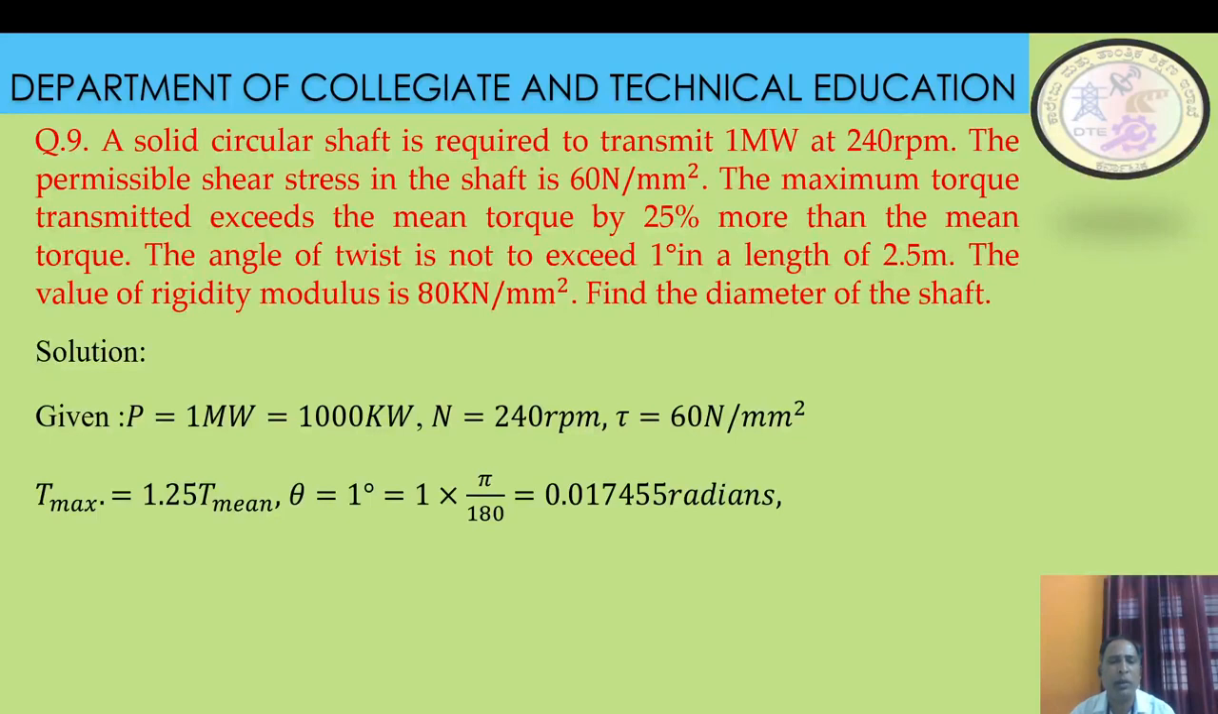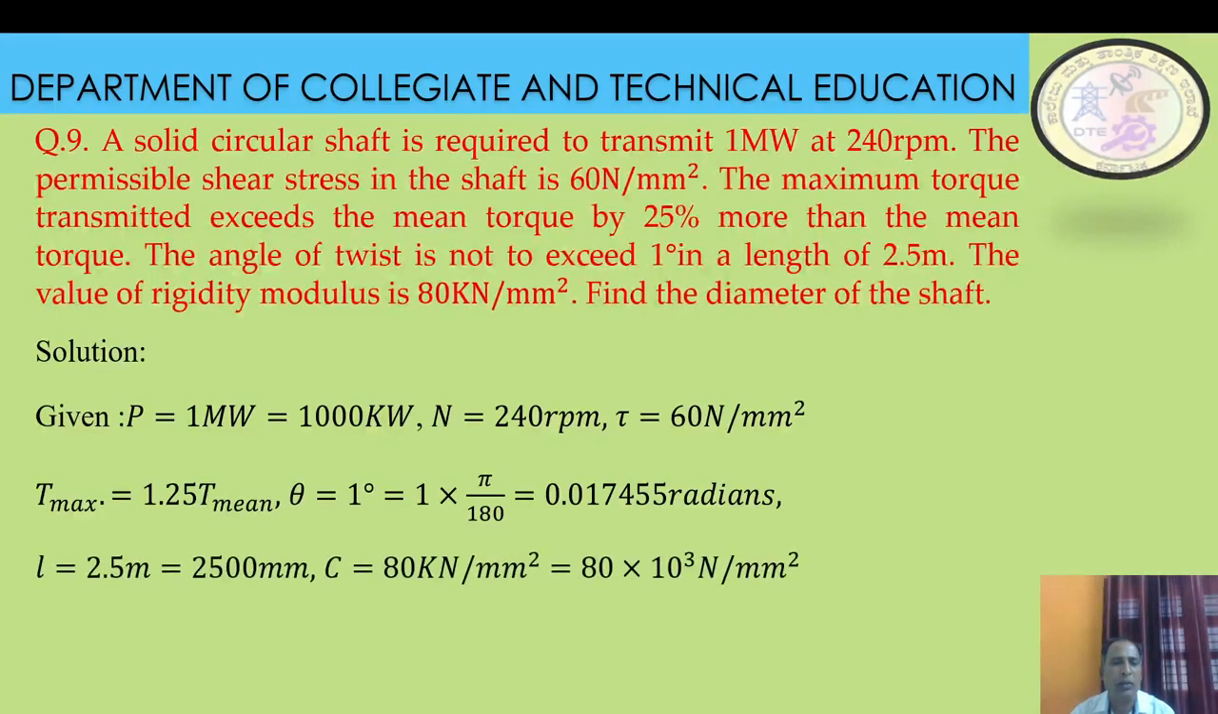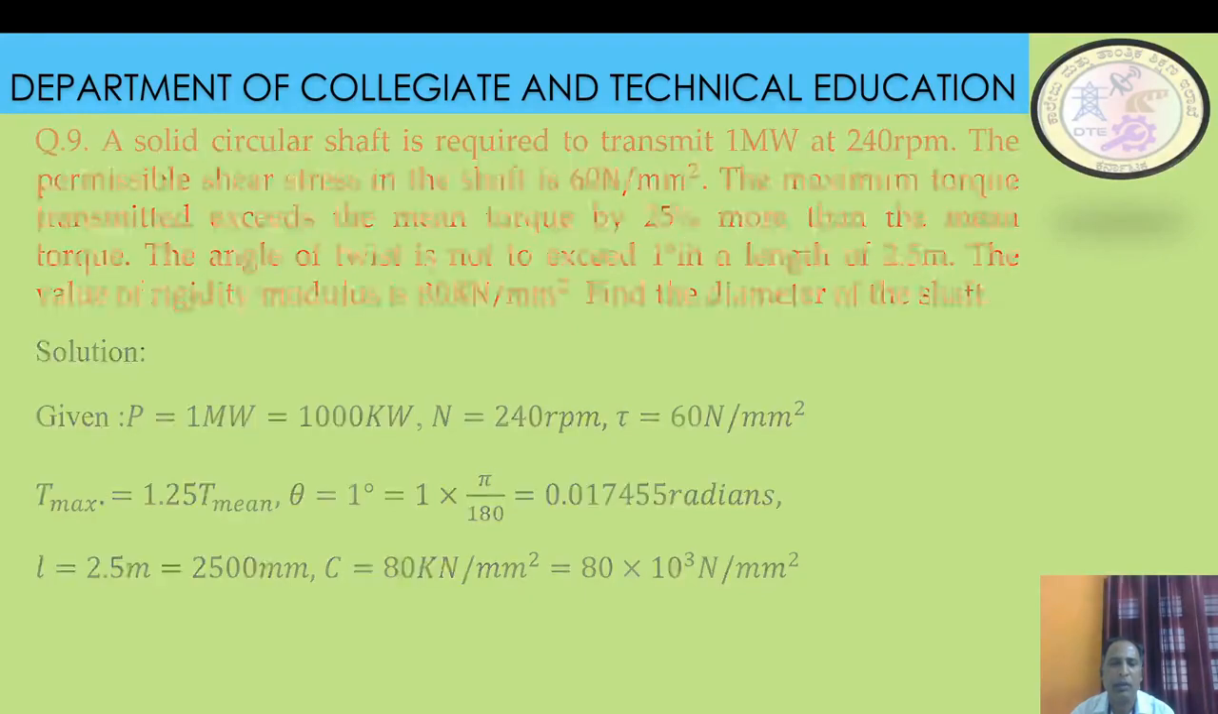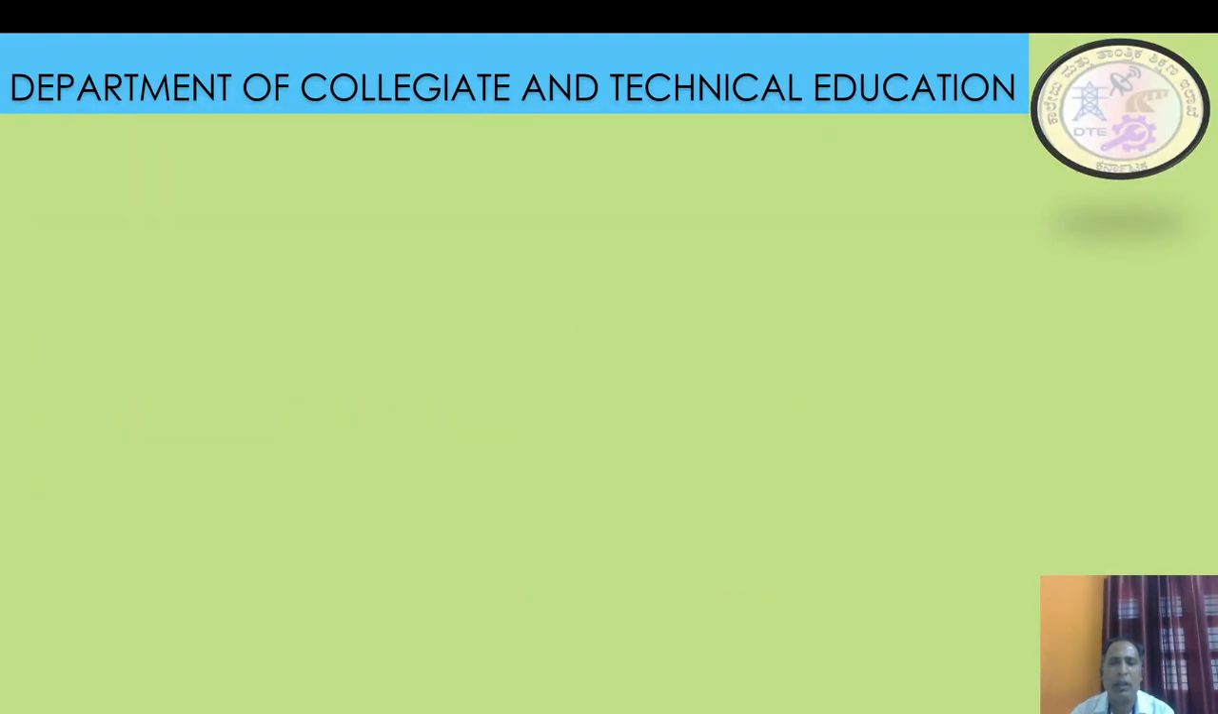Therefore, T maximum is equal to 1.25 times T mean, and theta is the angle of twist, that is 1 degree. Convert that 1 degree into radians just by multiplying by pi by 180. The length of the shaft is 2.5 meter, that is 2500 mm, and the modulus of rigidity is 80 kilonewton per mm square. Convert that kilonewton per mm square into Newton per mm square, so therefore 80 into 10 raised to 3 Newton per mm square. So here also we have to calculate the diameter of the shaft by considering strength as well as rigidity.